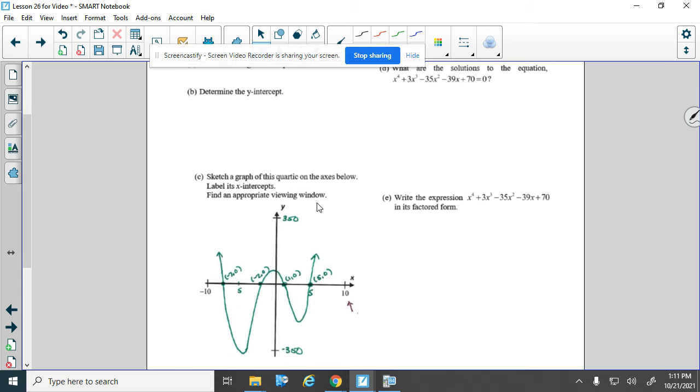So now we're going to work backwards. We have the graph here, and we want to know what are the solutions to the equation. Where is this function equal to 0? Well, the graph shows us that it's equal to 0 at negative 7, negative 2, 1, and 5. So without using algebra, solving this graphically, I know the solutions to that equation are negative 7, negative 2, 1, and 5.